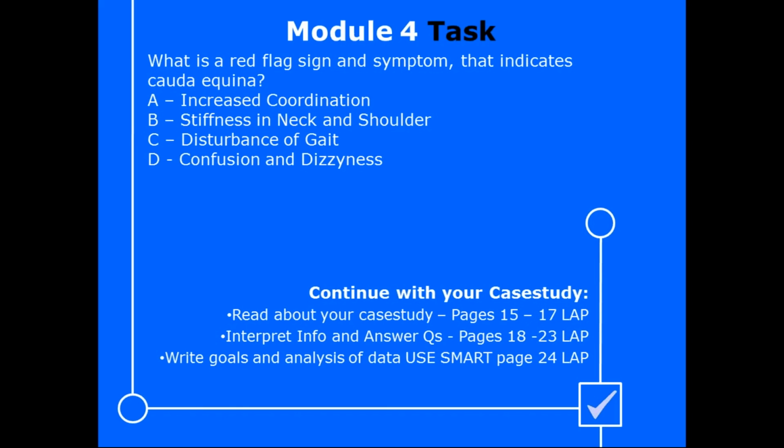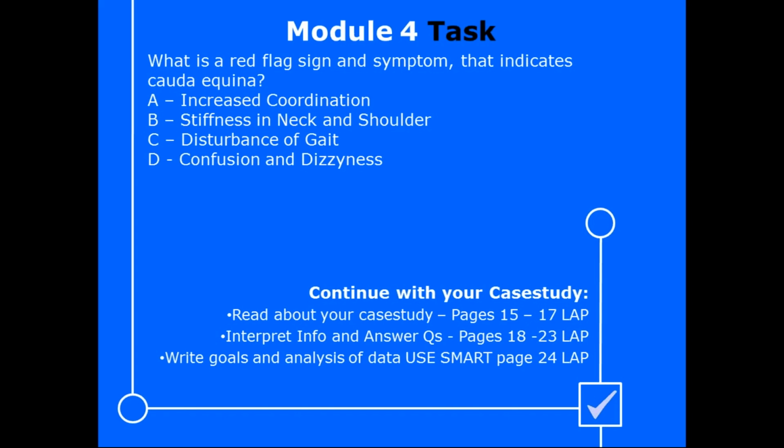So the answer is C, disturbance of gait. Like we said with the cauda equina, because that would affect their nerve reactions and the nerve impulses, it can affect how they walk. That's disturbance of gait. You might have a limp, etc.